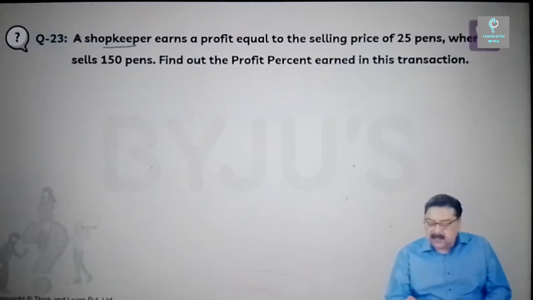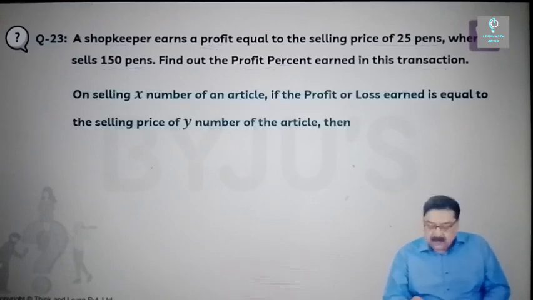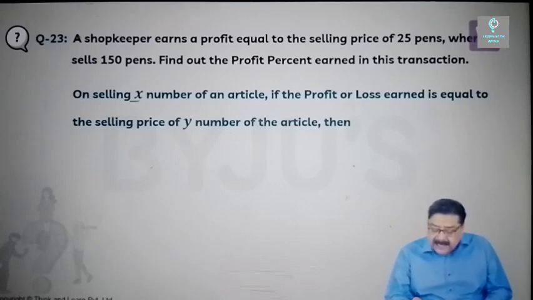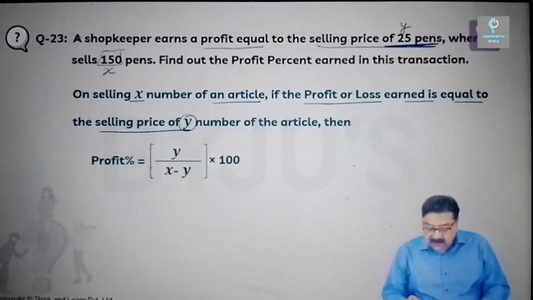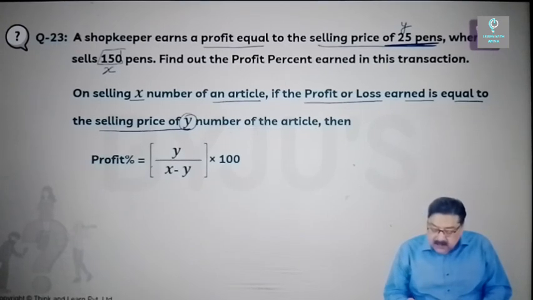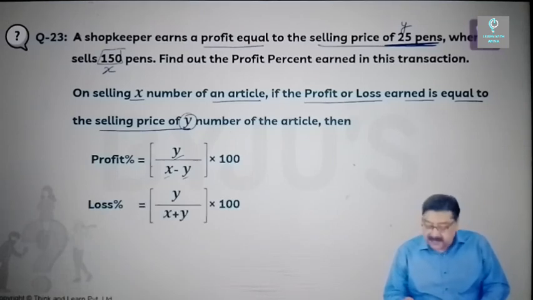Now a shopkeeper earns a profit equal to the selling price of 25 pence when he sells 150 pence. Now find out the profit percent earned in this transaction. Now let us follow this concept. On selling X number of an article, if the profit or loss earned is equal to the selling price of Y number of the article, then you can make use of this formula, that is profit percent is Y by X minus Y into 100, and in case loss is made, then Y by X plus Y into 100.